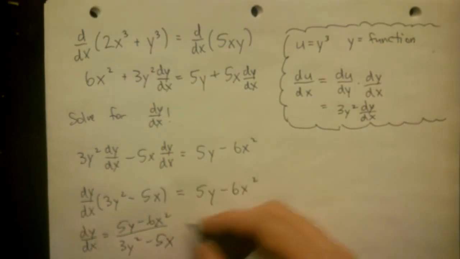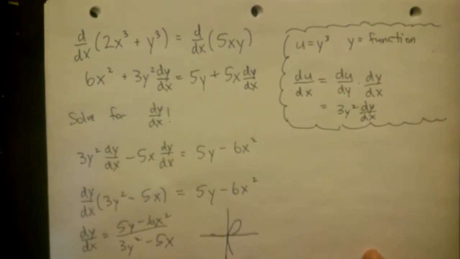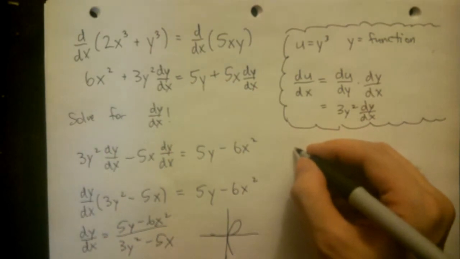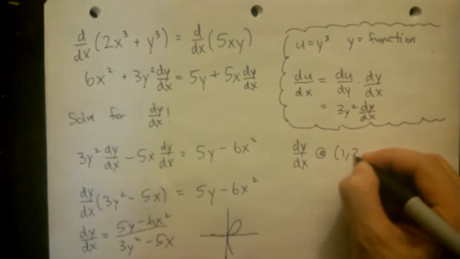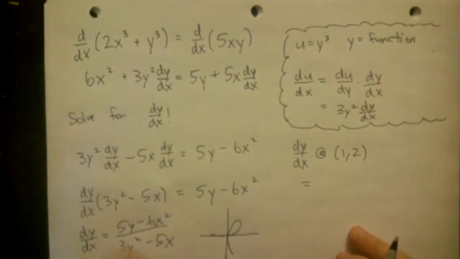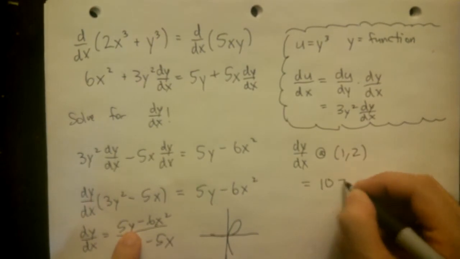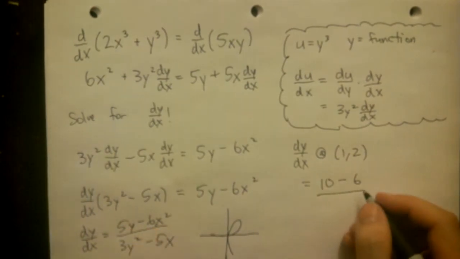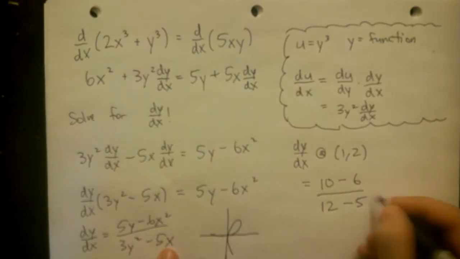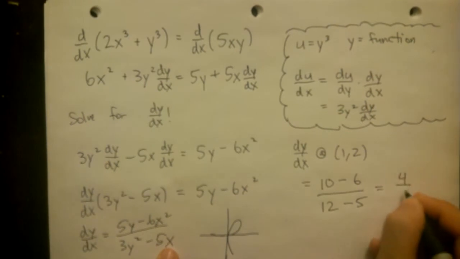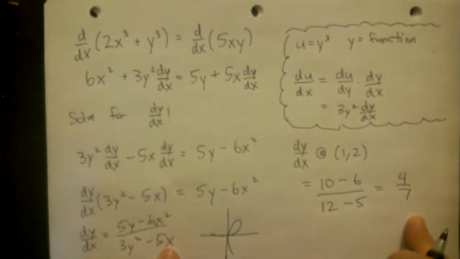Remember, the curve that looks like this. Something like that. So we have a formula for the derivative of this curve. And we wanted the derivative at the point 1, 2. So we want dy/dx at the point 1, 2. And let's see, if y is 2, there's 10 minus 6 divided by, well, 3 times 4 is 12 minus 5. And so the derivative at this point was 4/7.